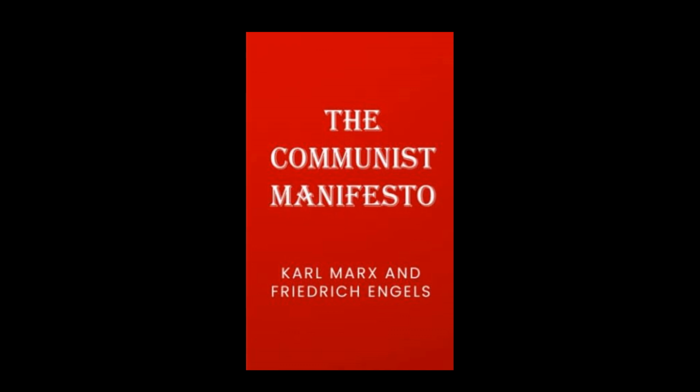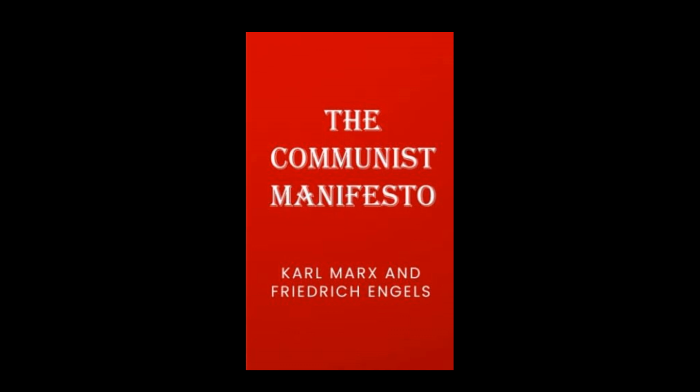Part 1. Bourgeois and proletarians. The first part of the Communist Manifesto discusses the history of class struggle. Marx and Engels argue that throughout history, society has been divided into 2 classes, the oppressor and the oppressed. In the current capitalist system, the bourgeoisie, the capitalists, are the oppressors, and the proletariat, the workers, are the oppressed.